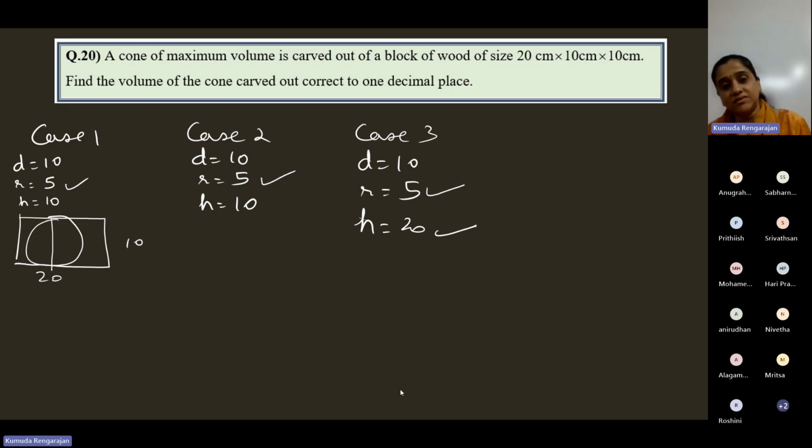A cone of maximum volume is carved out of a block of wood of size 20 by 10 by 10. Find the volume of the cone carved out correct to 1 decimal place. Everywhere the radius is 5. But in the third case, the height is 20. So 1 by 3 pi r square h. 1 by 3 into 22 by 7 into 5 into 5 into 20. It's the answer.